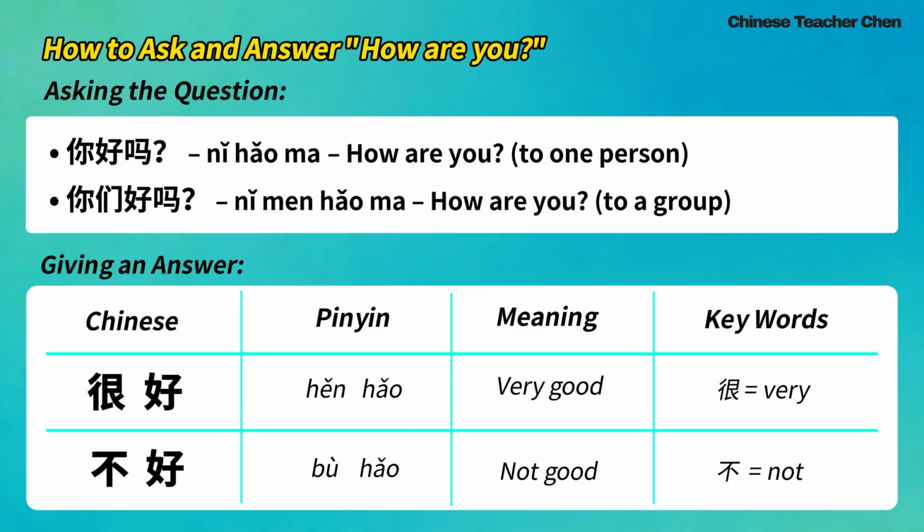But your answer can also be even simpler. You can reply with just a single word 好 to mean good, or you can reply with just 不 to mean not good. In casual conversation, this short 不 is often understood as a quick way to say, I'm not good. So to recap, you can answer briefly with just 好 or 不, or give a fuller response with 很好 or 不好. All of these are perfectly natural ways to respond.